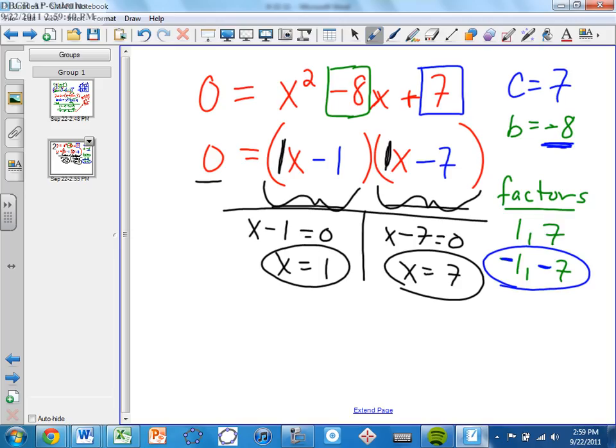Now, as Melissa said a minute ago, we have to check our answer. First of all, let's discuss what we know about polynomials. When you see x squared, what does that indicate? 2. Anybody remember? 2 x's, or 2 answers, or 2 solutions. When you see x squared, it means you get 2 solutions, which is what we have.